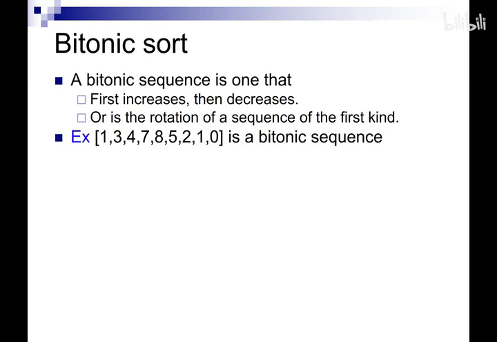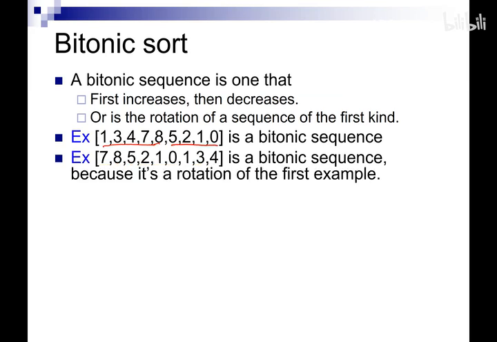Let's see some pictures of these. First of all, this 1, 3, 4, 7 sequence is a bitonic sequence, because it first increases and then decreases. Or you could take a rotation of the sequence. For example, if you rotate everything to the left over here, then these three values get shifted over to the end. So this is a left rotation of an increasing, decreasing sequence, and this is also a bitonic sequence.